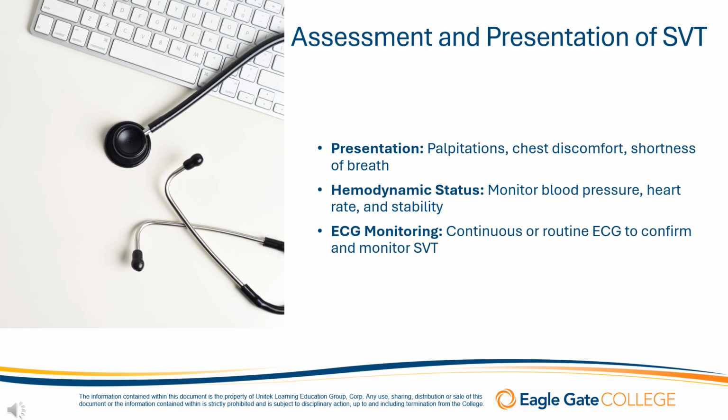In addition to continuous monitoring, ECG should be performed to document the arrhythmia and assess its characteristics. Look for the key features of SVT, such as a regular rhythm, heart rate between 150 to 250 beats per minute, P waves that may be hidden in the T waves, PR interval less than 0.2 seconds, and a normal QRS duration of less than 0.12 seconds.